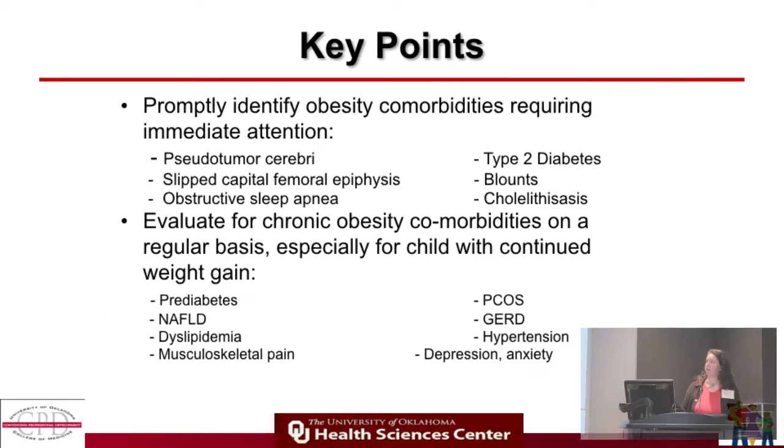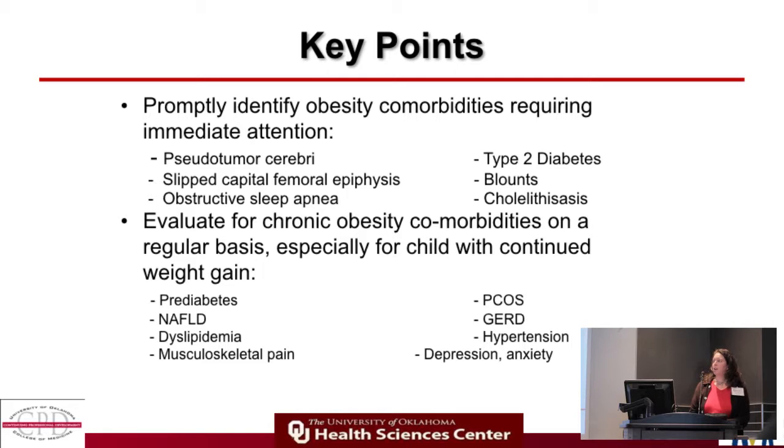That's why they put out that consensus statement, so that it's not dependent on whether your subspecialist is 2 hours away or an hour away. You could go ahead and be doing the management in your primary care clinic. That's probably more familiar to y'all as family physicians anyway. It's pretty foreign to pediatricians, but maybe much more comfortable for those of you in family practice. So key points are to promptly identify obesity comorbidities requiring immediate attention, and I've listed those there, as well as evaluating for chronic comorbidities on a regular basis, especially for a child with continued weight gain.